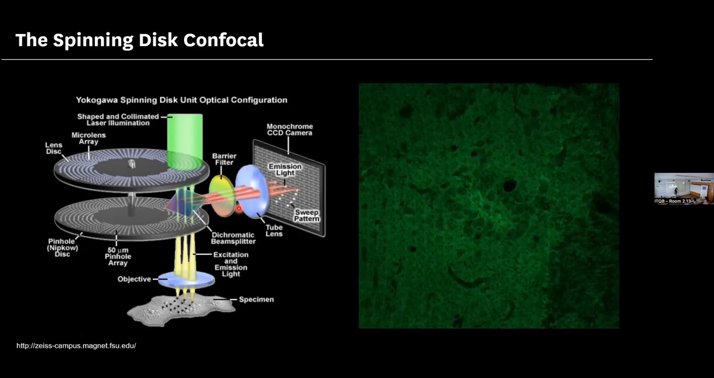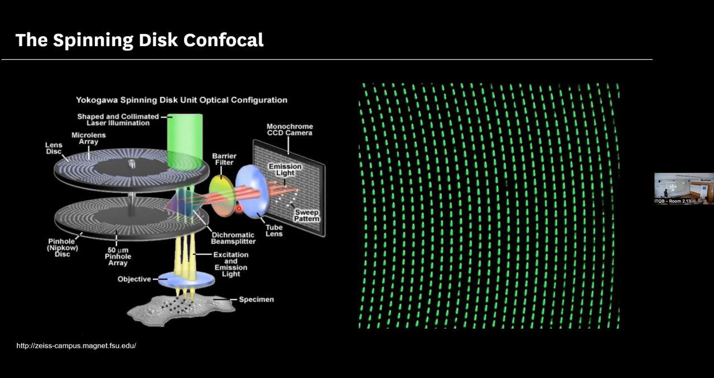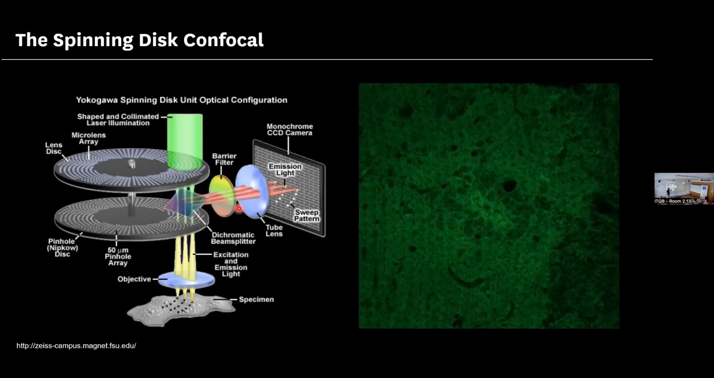You have an optical sectioning of your images, and that's acquired in milliseconds rather than seconds. So for very fast confocal imaging, this is ideal. There's another advantage, which is if you image a fluorescent sample with the spinning disk, you photobleach a lot less than with a point scanner.